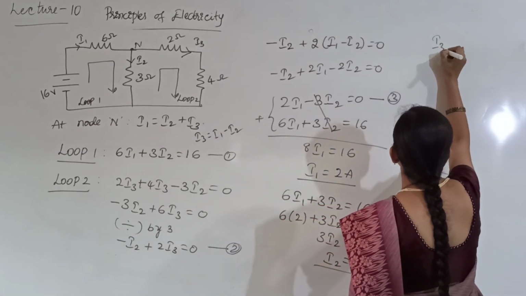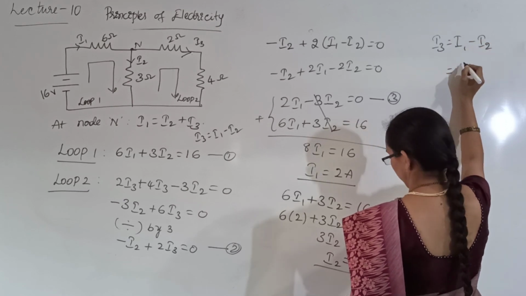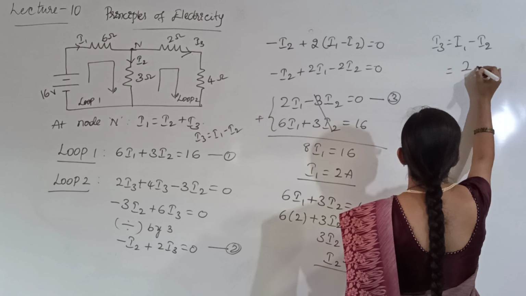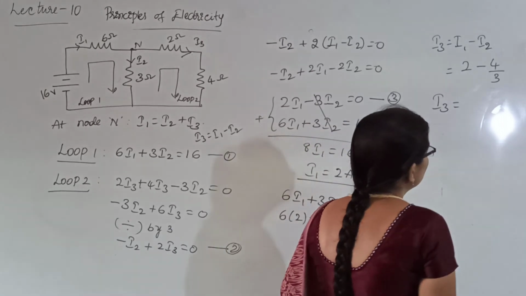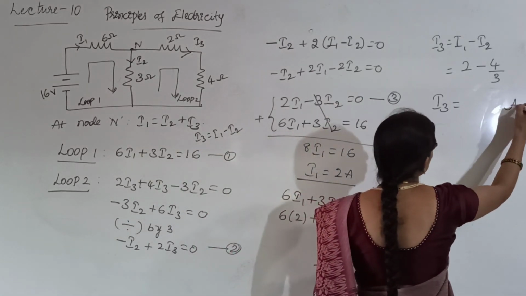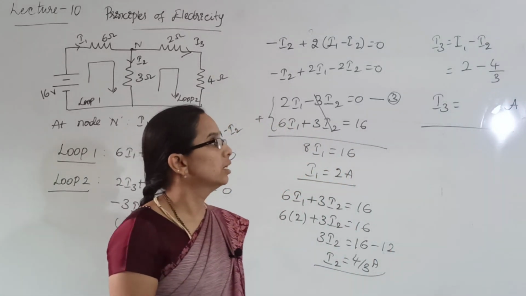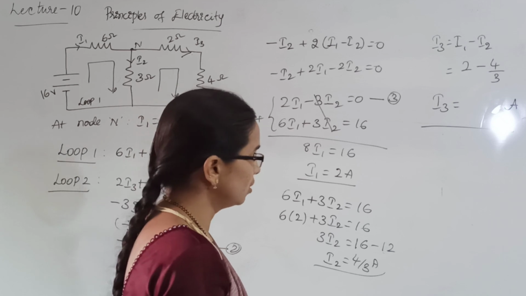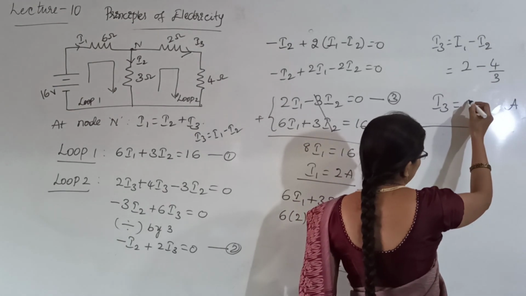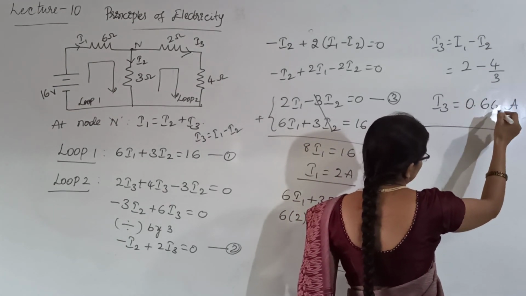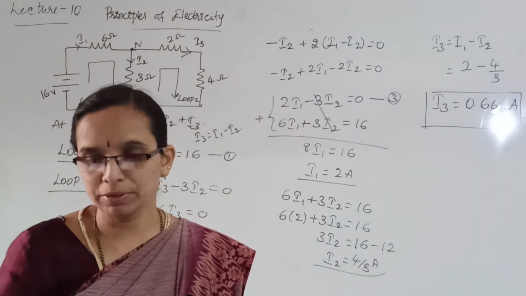Therefore I3 will be equal to I1 minus I2. I1 is 2 amperes minus 4 by 3. Calculate the value for I3 and keep the value, that is 2 minus 4 by 3, 4 by 3 in the sense it is 1.33, then it will be 0.66 amperes. Calculate it and keep the answer.